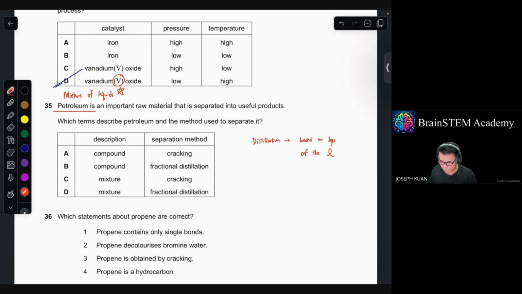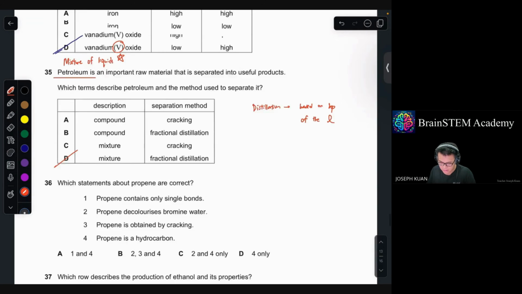So petroleum is more of a mixture, all right? And then the separation method is fractional distillation. So the answer is D. It's impossible to split a compound using fractional distillation. Okay, you're essentially separating the mixtures away from each other.